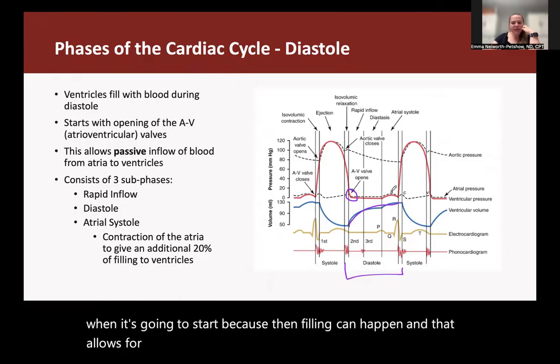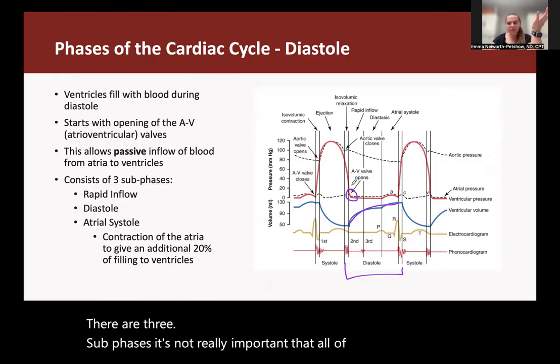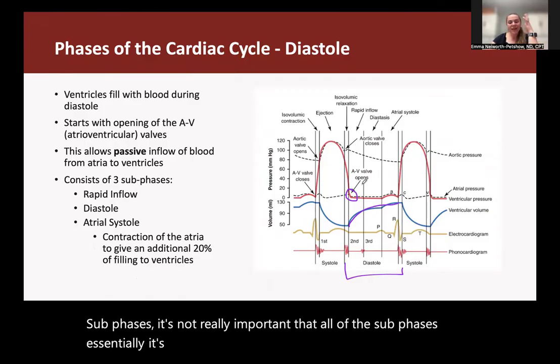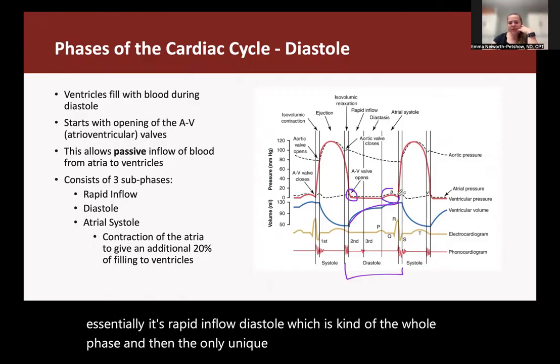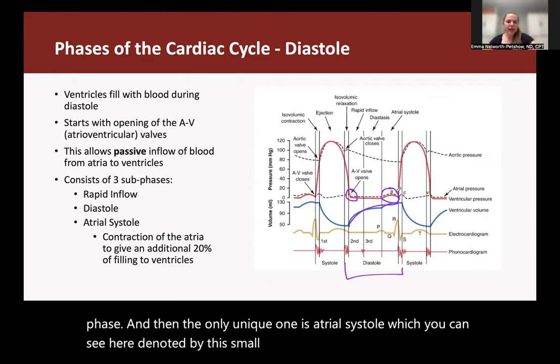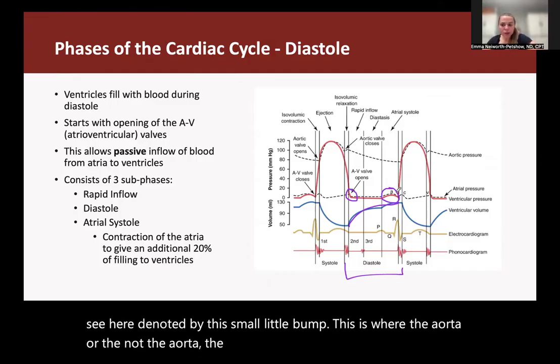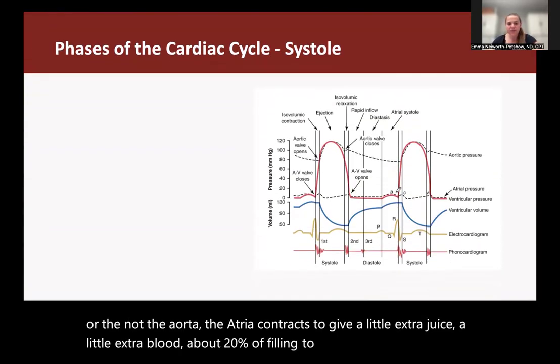There are three subphases. It's not really important that you know all of the subphases. Essentially, it's rapid inflow, diastasis, which is kind of the whole phase. And then the only unique one is atrial systole, which you can see here denoted by this small little bump. This is where the atria contract to give a little extra juice, a little extra blood, about 20% of filling to the ventricles.